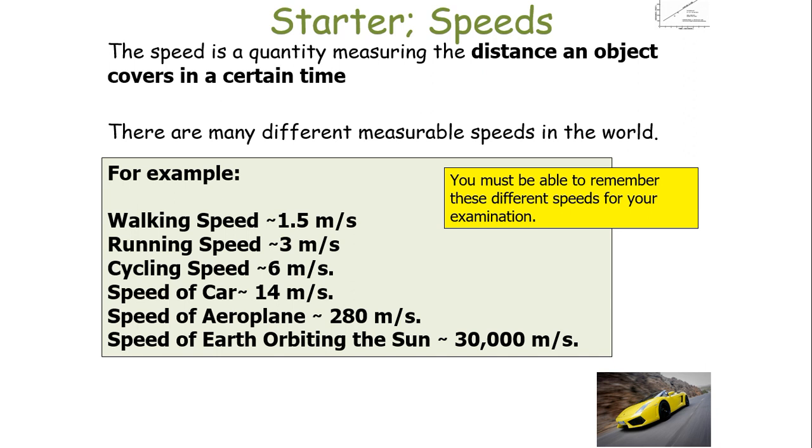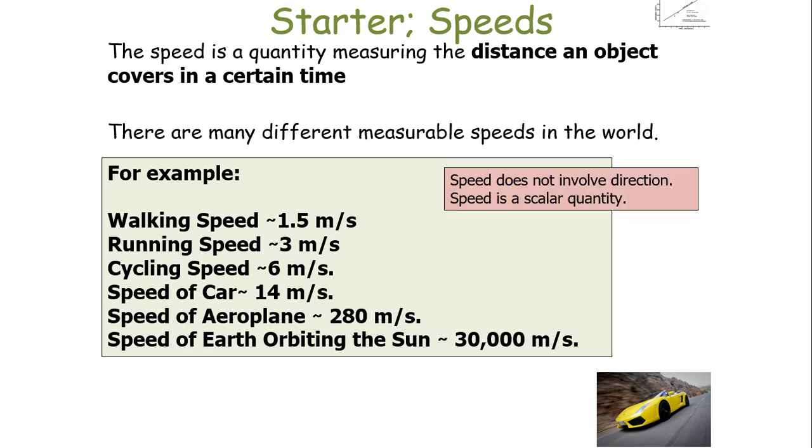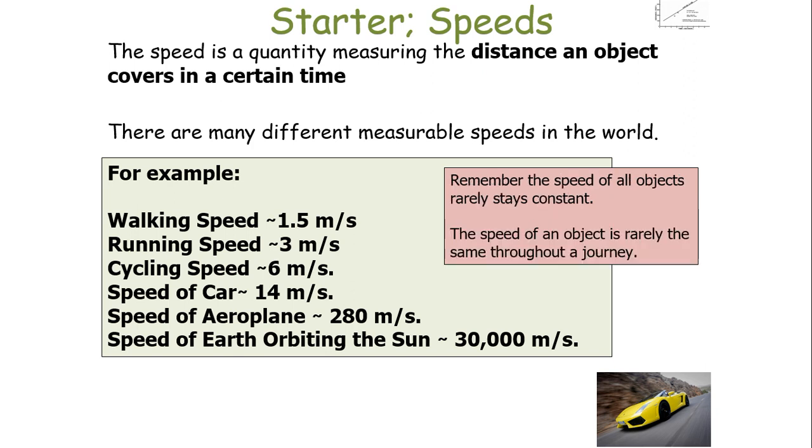Now, you've got to remember these different speeds for your examination, so you're expected to be able to estimate all those different speeds. But always remember that speed does not involve a direction, it's in fact a scalar quantity, and the speed of all objects rarely stays constant. So this is an average speed, because throughout a journey, whether you're walking, running, cycling, or in a car or in a plane, you're not going to keep the same speed throughout your journey.